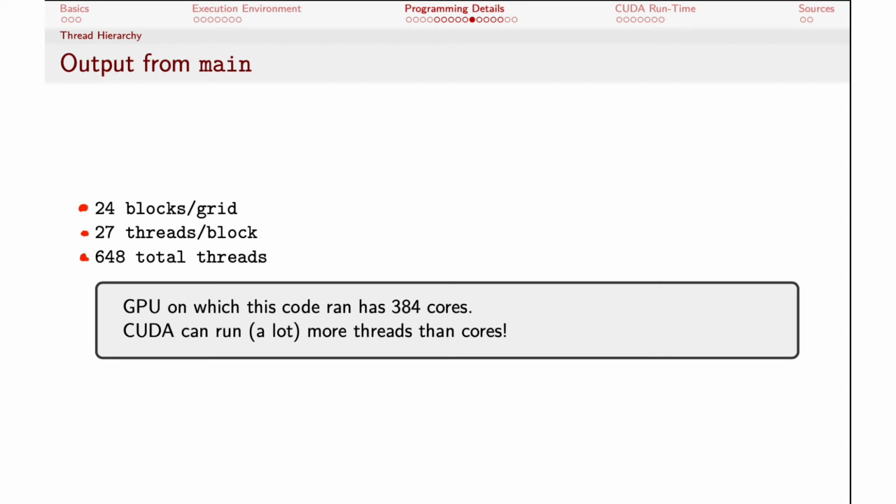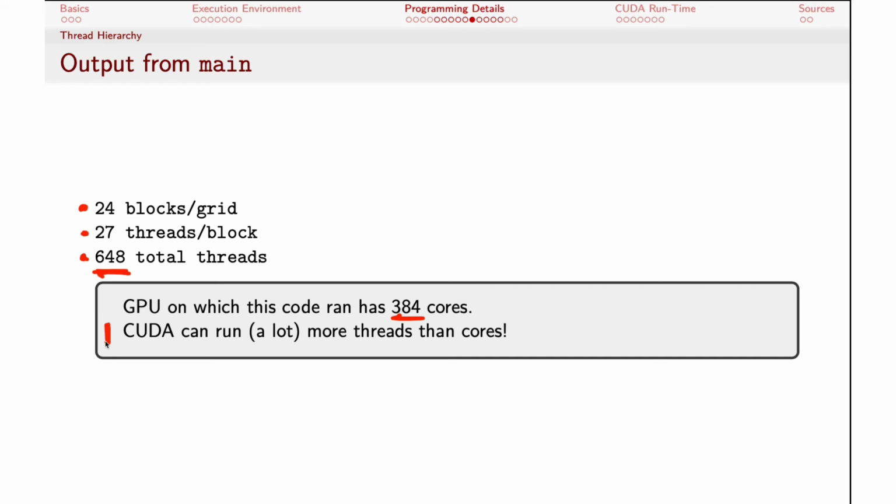As I mentioned before, we don't have to worry about keeping the number of threads at or below the number of actual cores. In this particular case, I'm ending up asking for 648 threads to execute my kernel, and the GPU that I'm running on actually only has 384 cores. And the runtime environment is completely happy with that. It's going to orchestrate the execution of up to 384 of those threads at a time, and when one of those gets done, it's going to go grab the next set of threads in order to complete the execution that was requested at runtime. So CUDA can run a lot more threads than cores.